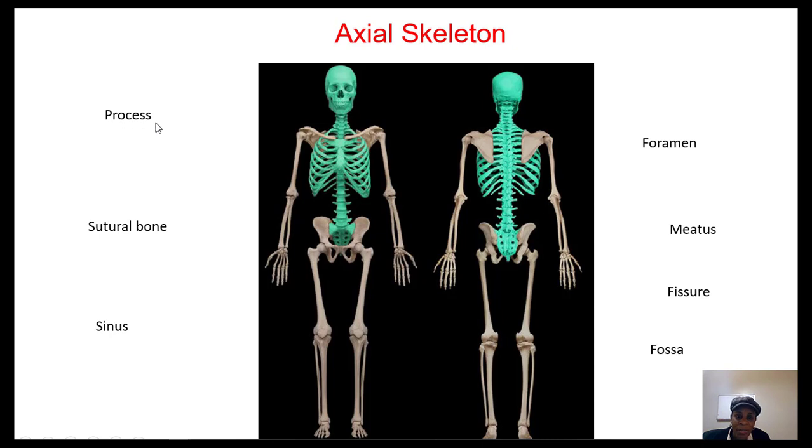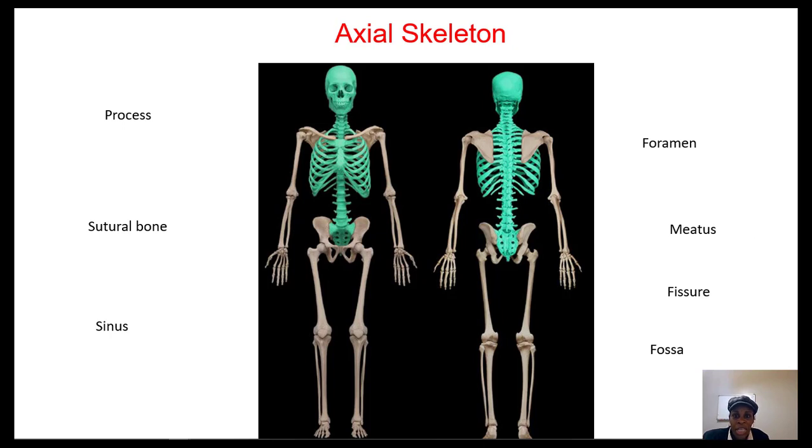The process is an extension of the bone, right? It's an extension, for example, the styloid process, mastoid process, zygomatic process, just extensions. A foramen is like a hole in the bone through which you have nerves and blood vessels going through. A meatus is like a hole with no end, for example, the external acoustic meatus.